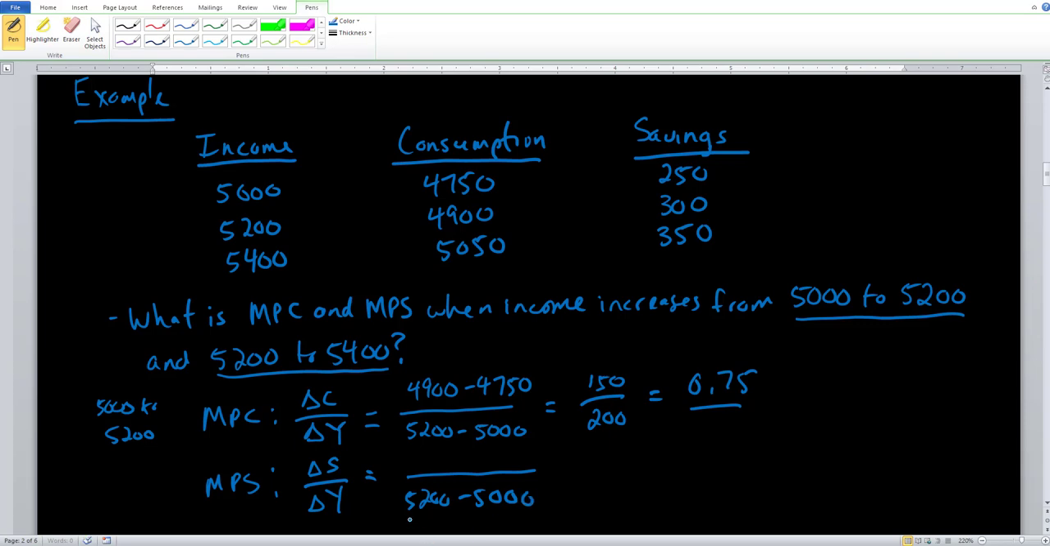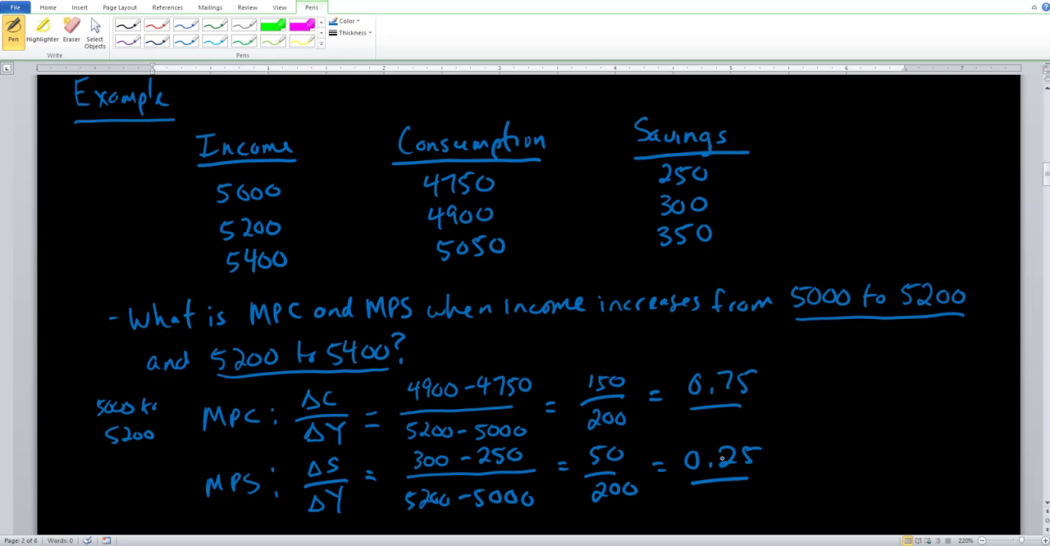Nothing new with that. Change in savings, we take a look at the third column now, 250 to 300. So the difference is 50. 300 minus 250. And here we get 50 over 200, 0.25. So once again, interpretation just tells us that for every additional dollar in income that you receive or gain, you're going to save 25% of that. So here, MPC plus MPS, they still have to equal 1.